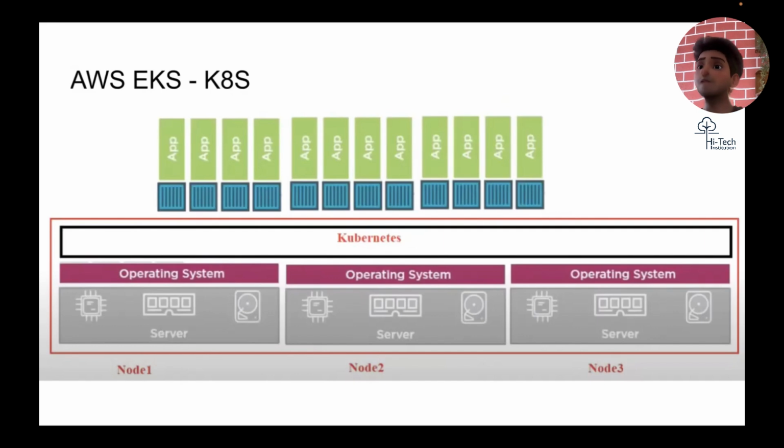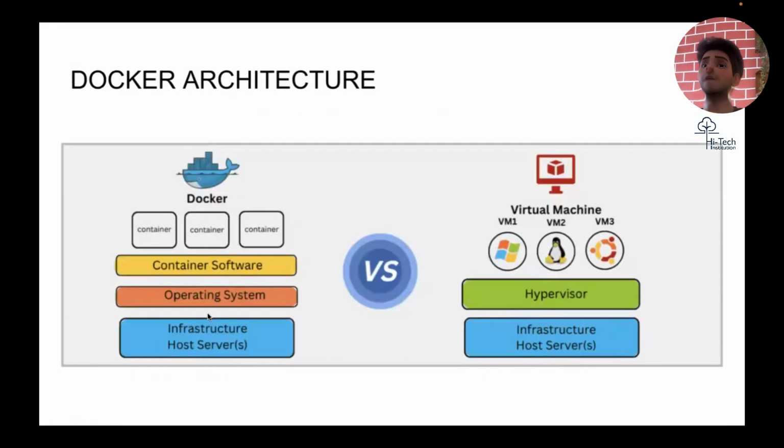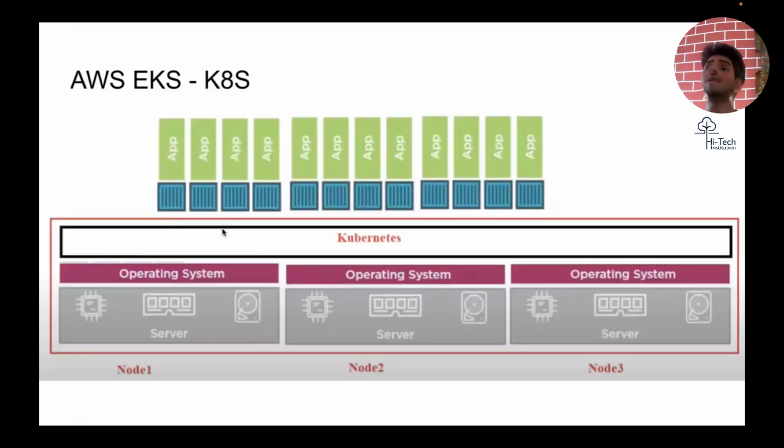Okay. The disadvantage in the Docker architecture is that there is no proper high availability, guys. If the infrastructure host server is down, or the operating system is down or corrupted, you won't be able to access your containers and your application. That is the biggest drawback of Docker architecture. That is the reason people are migrating to Kubernetes today.